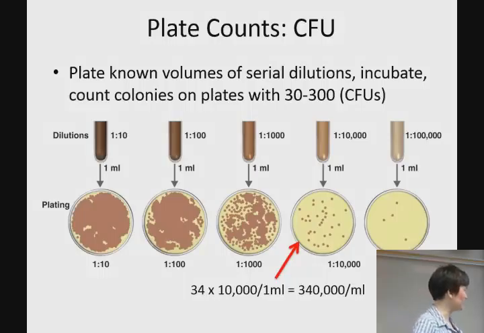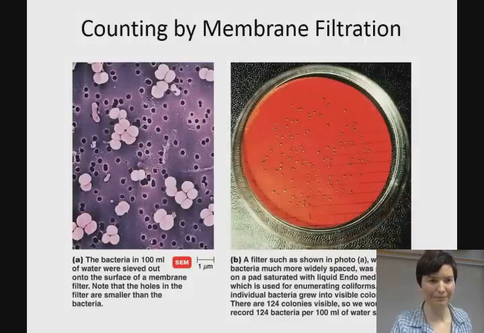So for instance, this plate here, the 1 in 10,000 dilution gave you 34 colonies, which is a perfect number. And we just take 34, we multiply by the dilution, and we know what the volume was, and that is our count in the original culture.